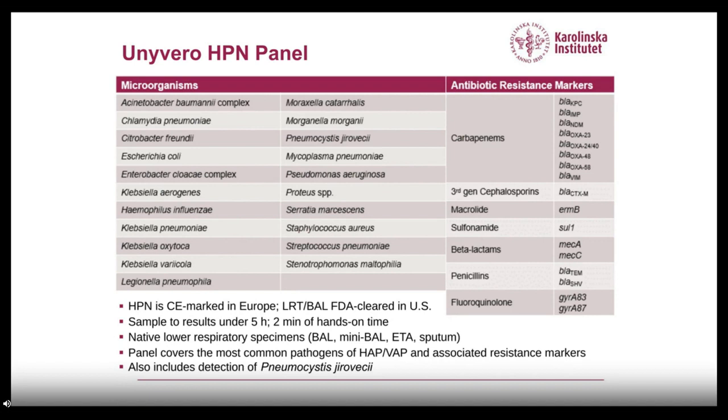There is also a broad array of antibiotic resistance markers, a quite comprehensive panel for the most common carbapenemases, both in Enterobacterales and in Acinetobacter. There is also the CTX-M for Enterobacterales encoding cephalosporin resistance, and then some other resistance genes where maybe the most important is that for methicillin-resistant Staph aureus, there is both mecA and mecC.